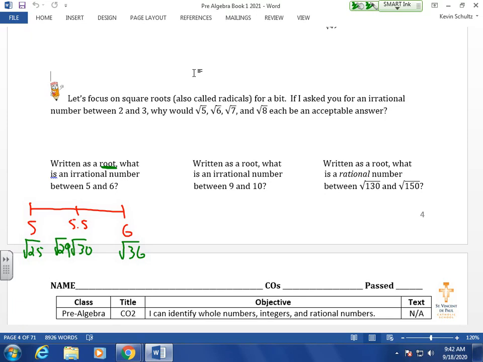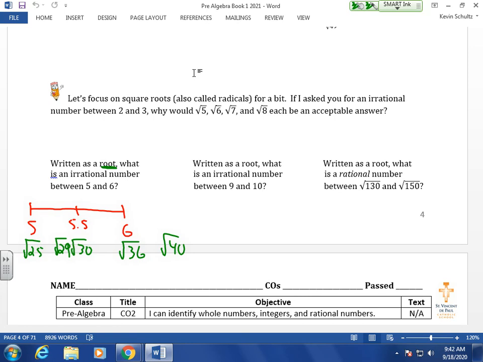So root 40, would that one work? No, because root 40 would be over here, right? That's greater than 6. Okay? It is an irrational number, but it's not between 5 and 6. So that's kind of that bottom section there.